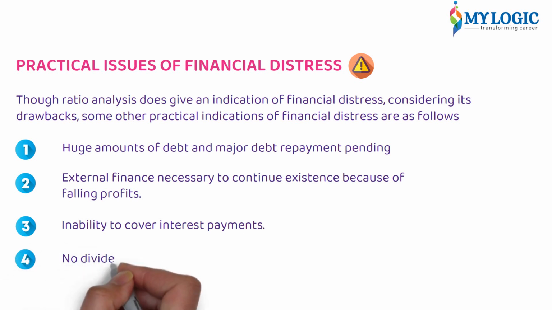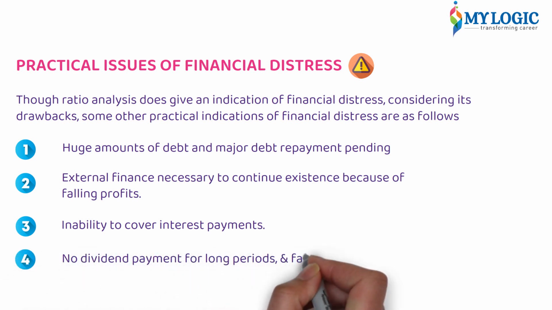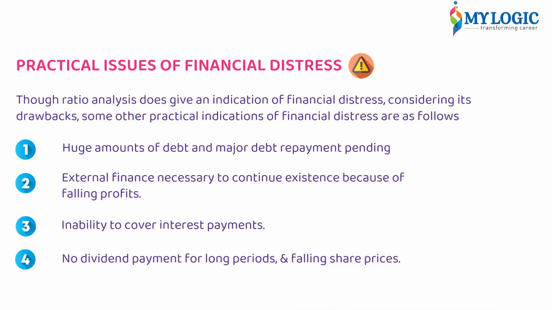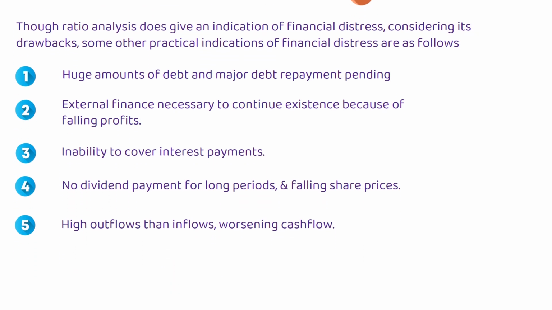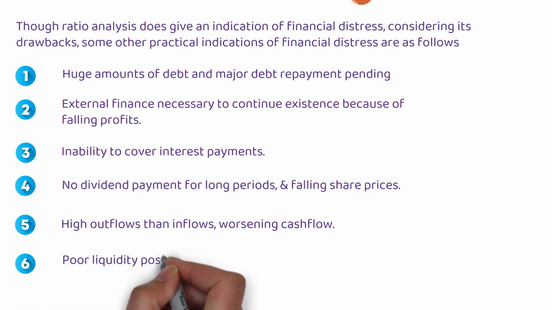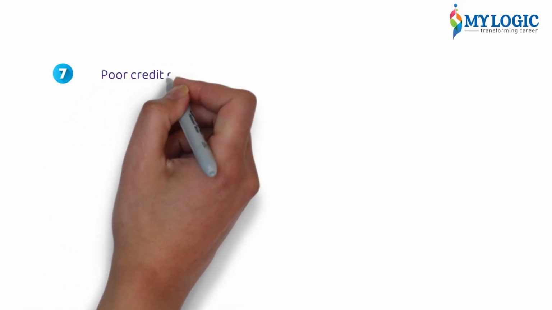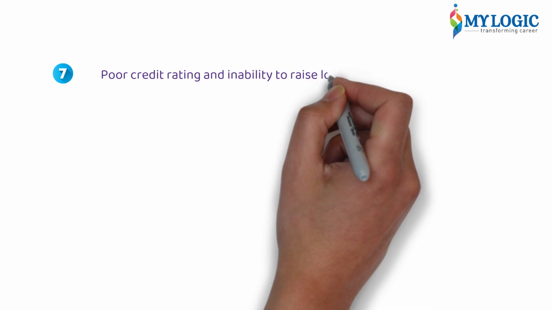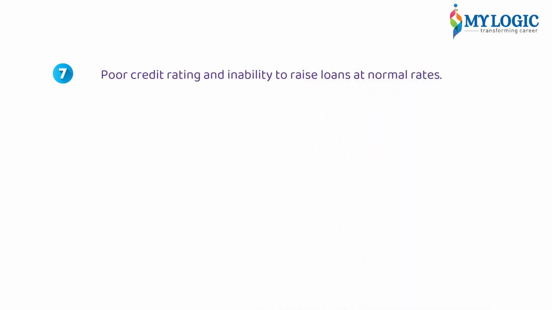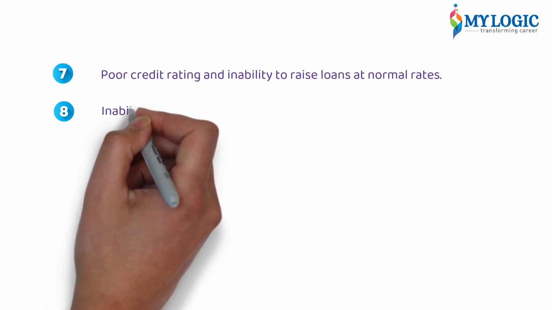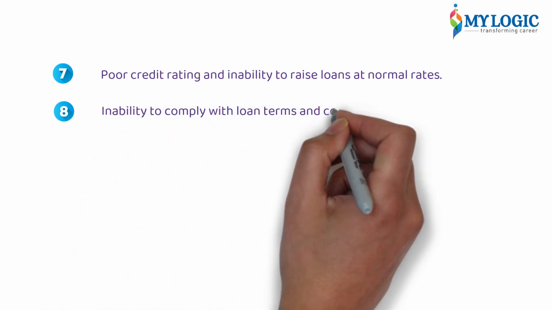Number 4. No dividend payment for long periods and falling share prices. Number 5. High outflows and inflows, worsening cash flow. Number 6. Poor liquidity position and inability to raise short-term finance. Number 7. Poor credit rating and inability to raise loans at normal rates. Number 8. Inability to comply with loan terms and covenant breached.